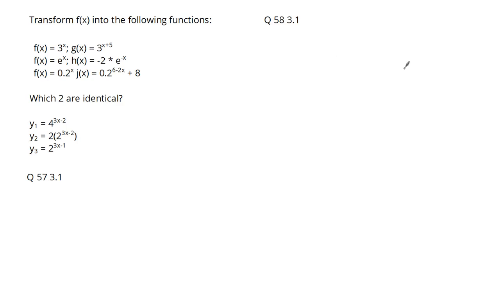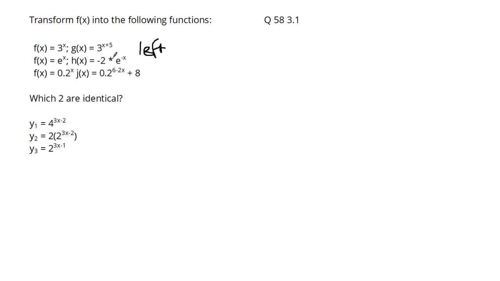I don't even think I'm gonna do 57 and 58 in 3.1. I'll do 58 in 3.1. I won't do 57. So 3 to the x is 3 to the x plus 5. This should be pretty much self-explanatory by now. 3 to the x plus 5, x plus 5 needs minus 5 to shift it back to 3 to the x, therefore it's a left 5 shift.